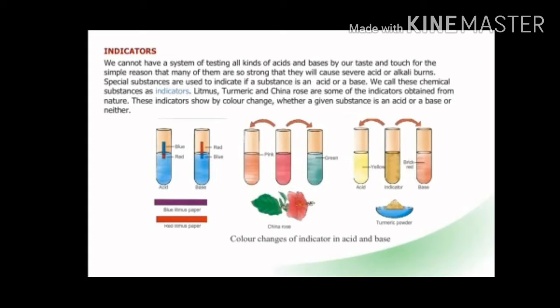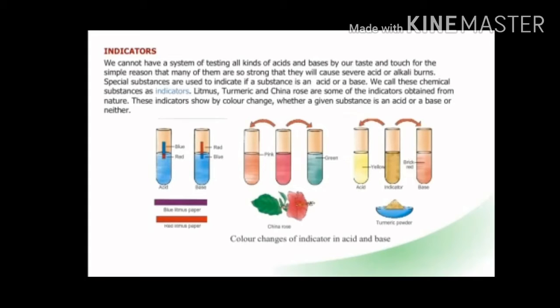The next indicator is China rose. China rose is a flower which is red in color, or in Hindi it is called gudhal. Now this flower extract is used as an indicator. In acidic solution it turns pink, and in basic solution it turns green.